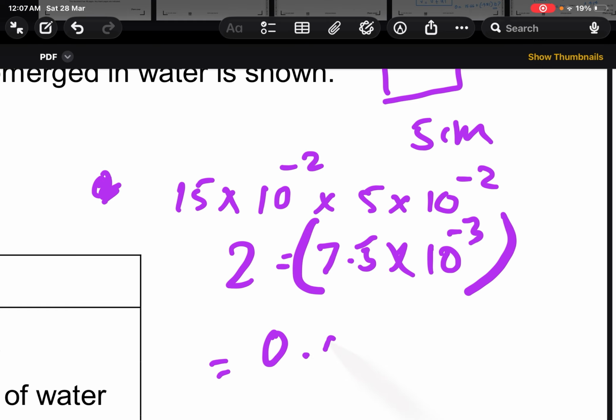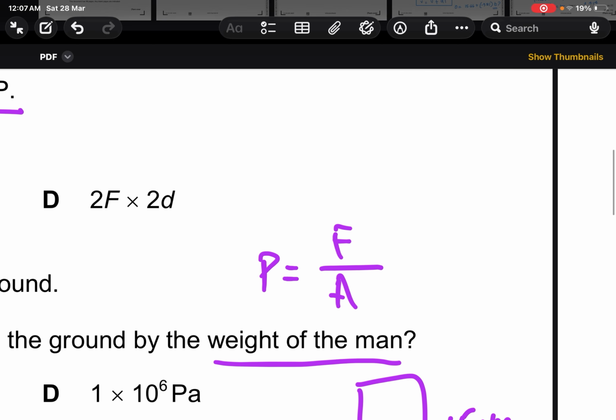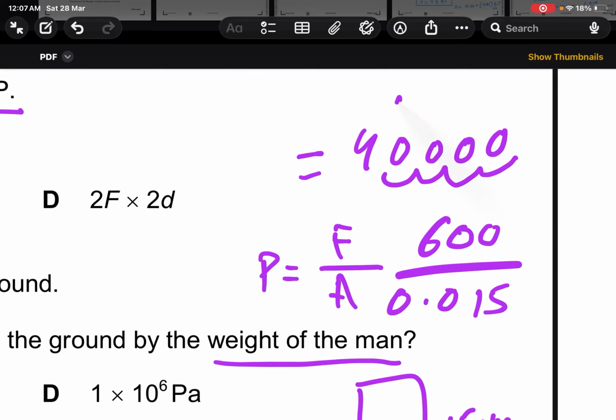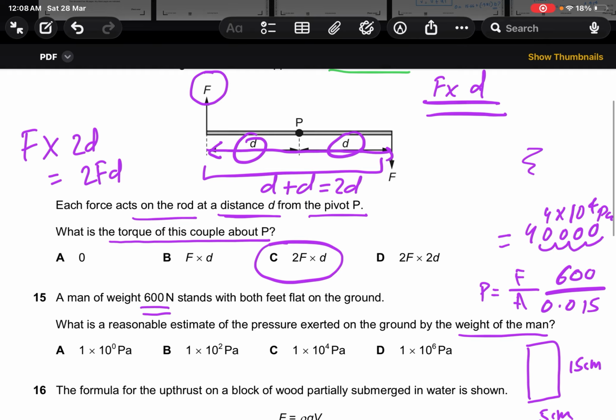I get 0.015 meters square. Done. Force, I know it's 600, that's the weight, over 0.015 meters square. 600 divided by the answer gives me 4 1 2 3 4, so 4 into 10 raised to power 4 pascals. Am I correct? 4 into 10 raised to power 4. So option C. Got it? I just looked at the 10 raised to power.